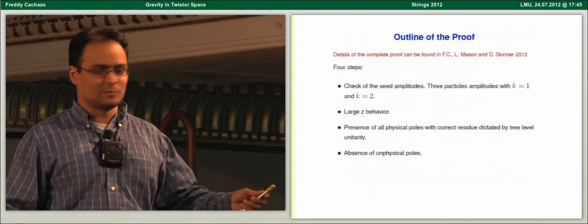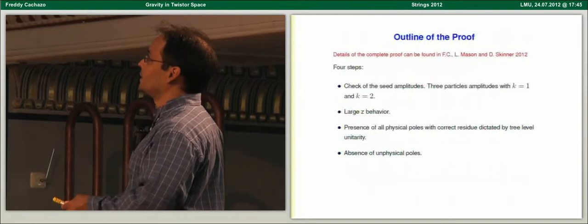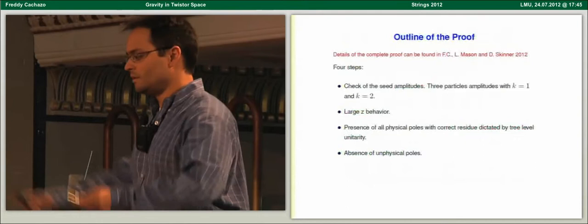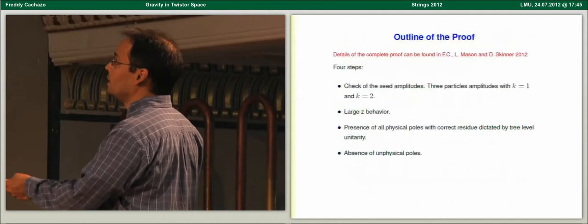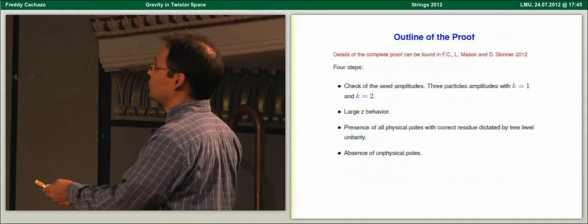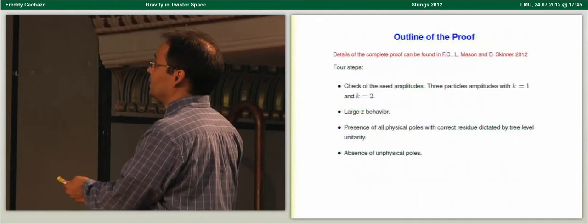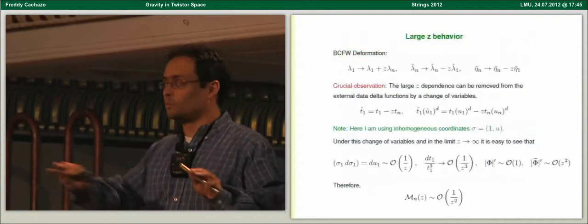No, instead, I'll give you an outline of the proof using BCFW. There are four steps. The first step is to check these are recursion relations. We know that supergravity satisfies the recursion relations. So the first step is to check the seed amplitudes, which are three-particle amplitudes in the k equals 1 and k equals 2 sectors. Then check that the object has a nice large z behavior so that you can use a residue theorem to produce the recursion relation. Then the presence of all physical poles, which has to be dictated by three-level unitarity, and the absence of unphysical poles. In view of the time, let me skip the first step. That's an exercise for you, to check that it reproduces the correct seed amplitudes.